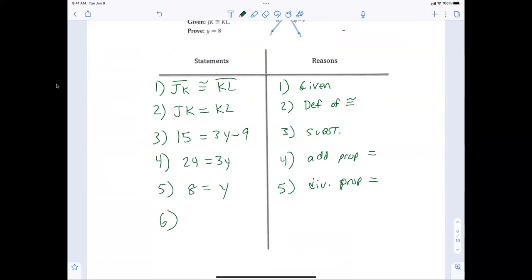Symmetric property of equality. y equals 8. Symmetric property of equality. That is not that hard. All right, that is not that hard.